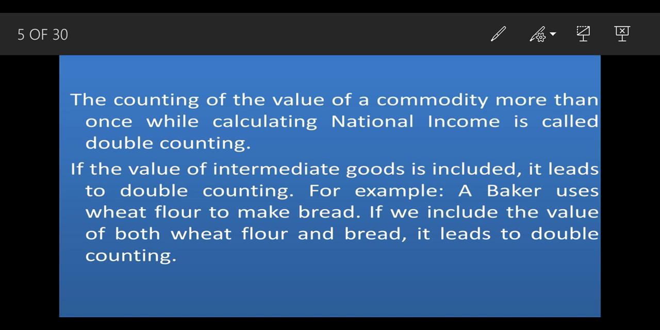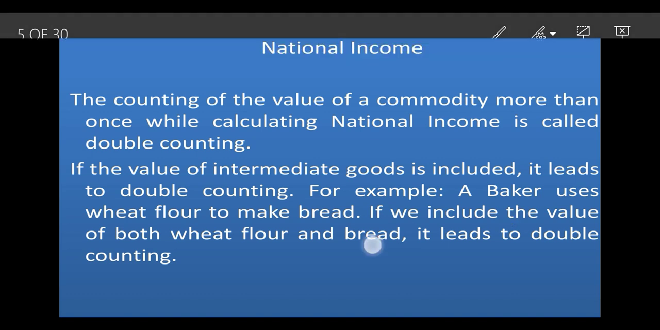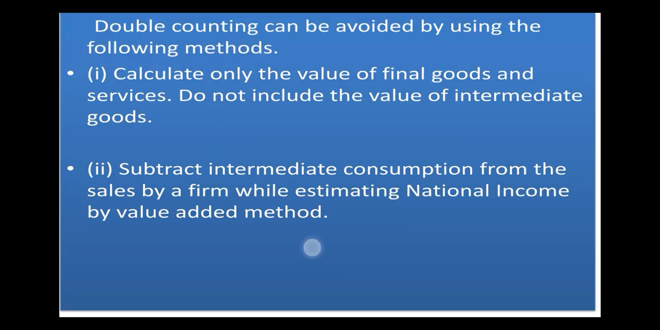For example, a baker uses wheat flour to make bread. If we include the value of both wheat as well as bread, it leads to the double counting because if we include the price of wheat flour as well as the bread, then the problem of double counting will arise. So we need to take some precautions while calculating the national income. We will not add one thing at two times. So for avoiding this situation, we need to take the two precautions.